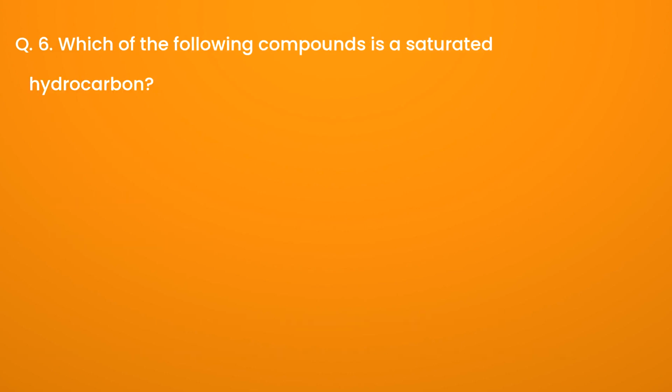Question 6. Which of the following compounds is a saturated hydrocarbon? Option A, C2H2. Option B, C3H6. Option C, C4H10. Option D, C3H8. You have 5 seconds to answer the question.